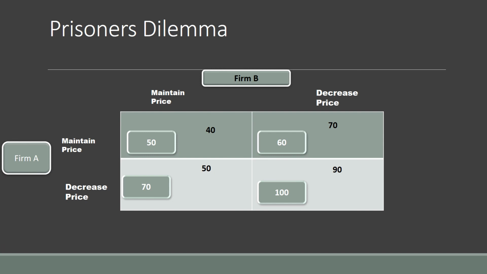Keeping in view the previous logic, solve this practice question and illustrate which firm has a dominant strategy, either in maintaining prices or decreasing prices. For further insight, please read Chapter 17.